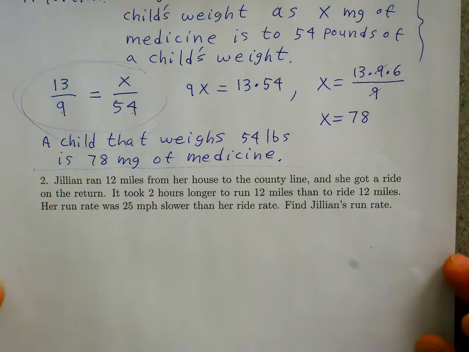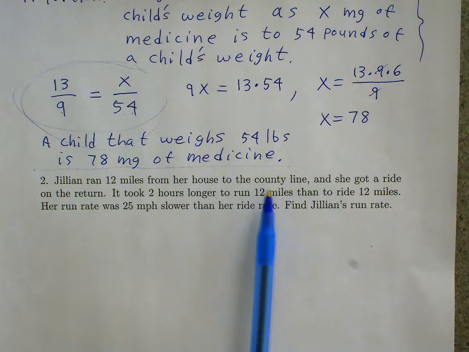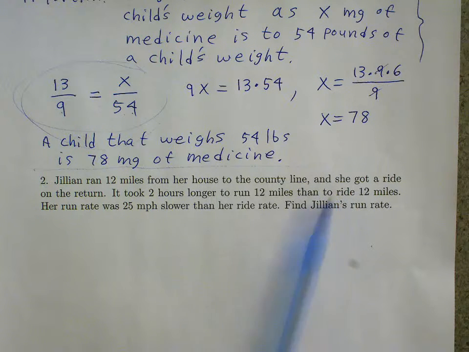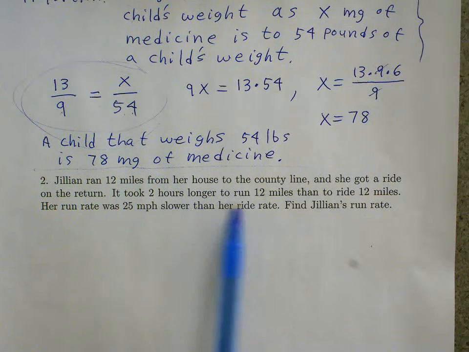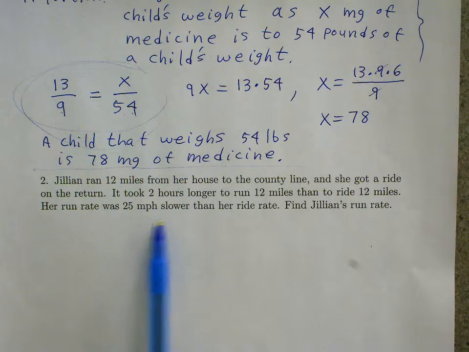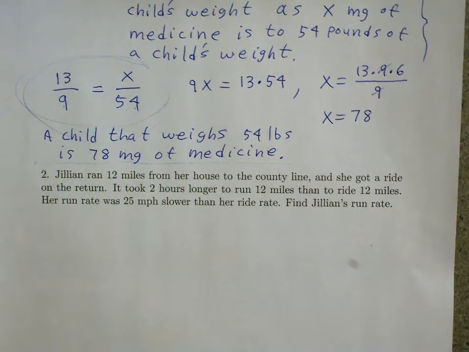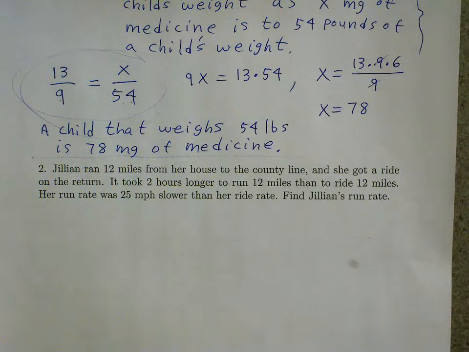This one says, Jillian ran 12 miles from her house to the county line, and she got a ride on the return. It took 2 hours longer to run 12 miles than to ride 12 miles. Her run rate was 25 miles per hour slower than her ride rate. So find Jillian's run rate. Okay, what did you get?